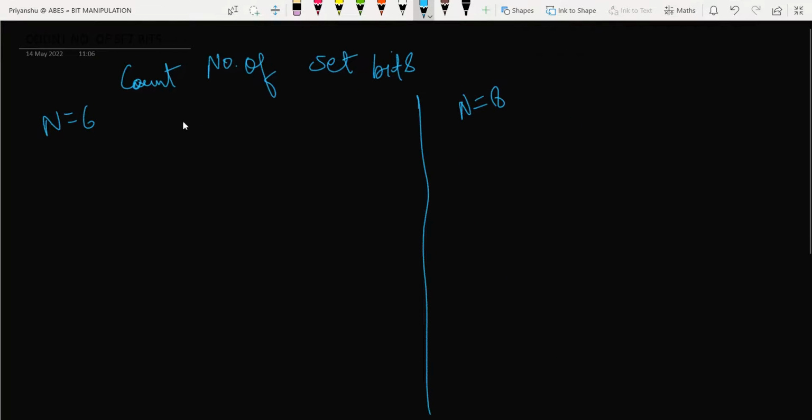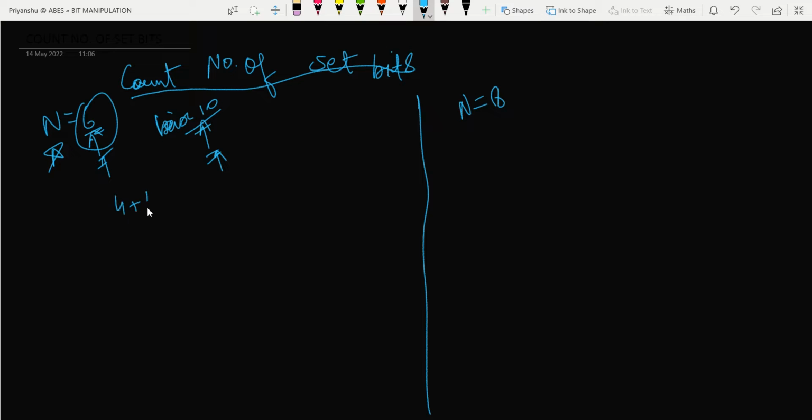We have a question. We are given a number. We have to count the number of set bits. So what are set bits? We know that this number is in base 10. The normal numbers are in base 10. So if we represent this number in binary format, what would it be like?